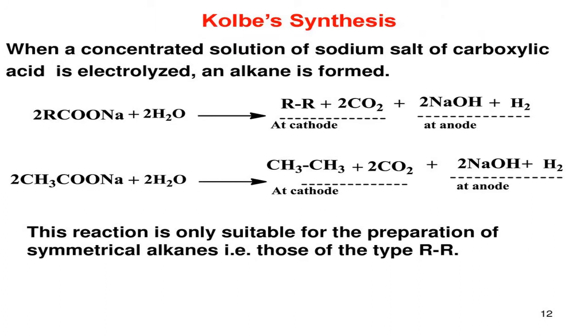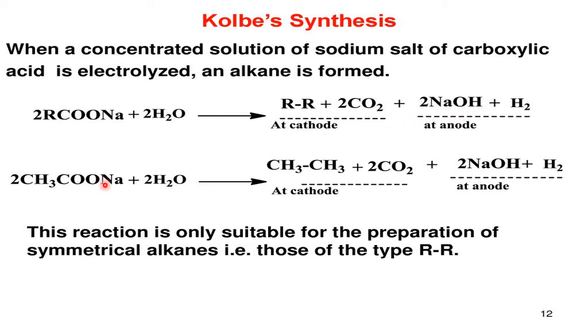Now, here is one more reaction. We are using the sodium salt of carboxylic acid. That is the decarboxylation. This is the research work of Kolbe. Therefore, this is called Kolbe's synthesis of alkanes from sodium salt of carboxylic acid. 2RCOONa with 2H2O in water under electrolysis gives R-R, 2CO2, 2NaOH and H2.